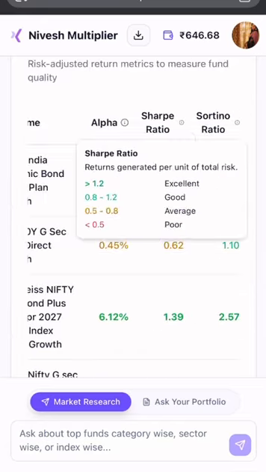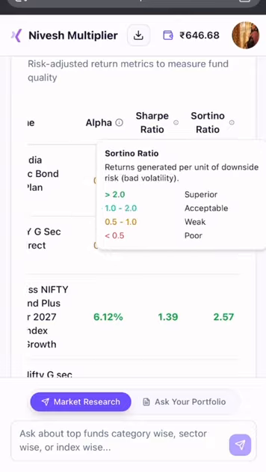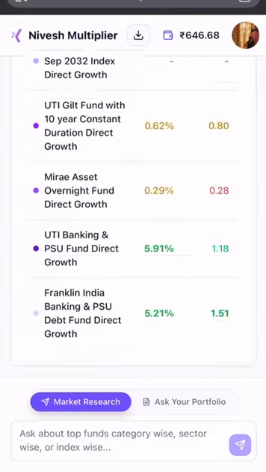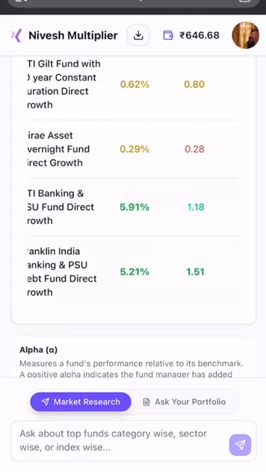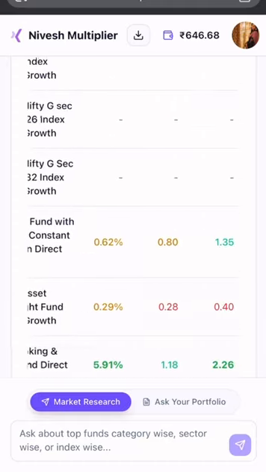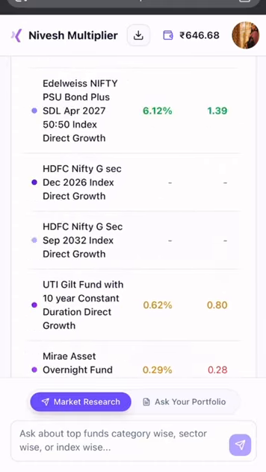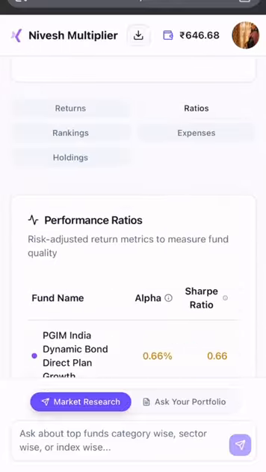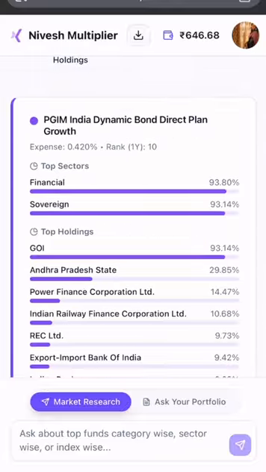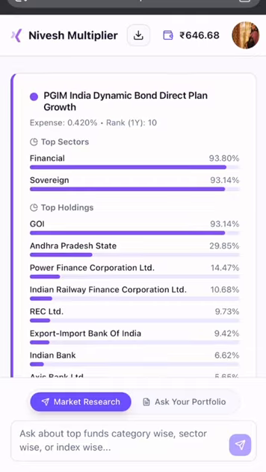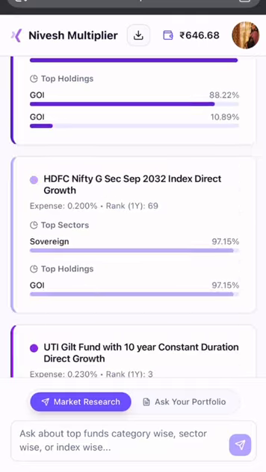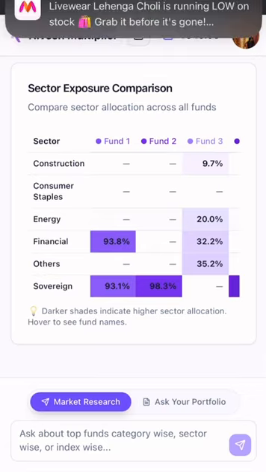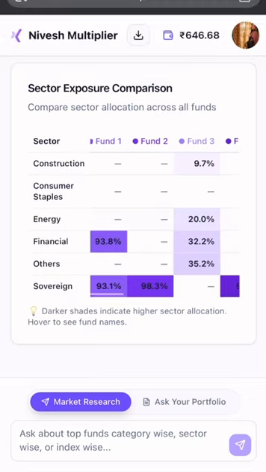Now we'll check the performance ratios: Alpha, Sharpe, and Sortino. And for the one that we selected, the Franklin one, we see all of the three ratios are in the optimized range, which means that this fund looks good in terms of returns as well as in terms of performance ratio, risk adjusted ratio.